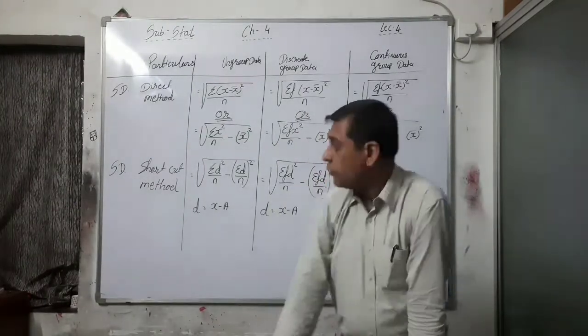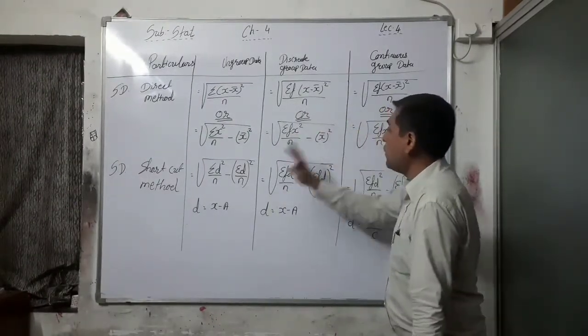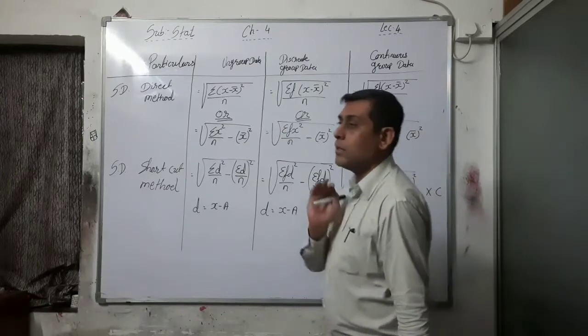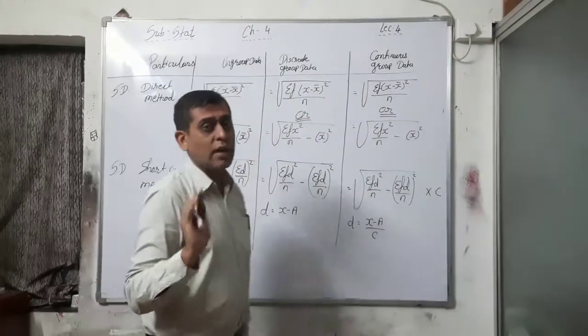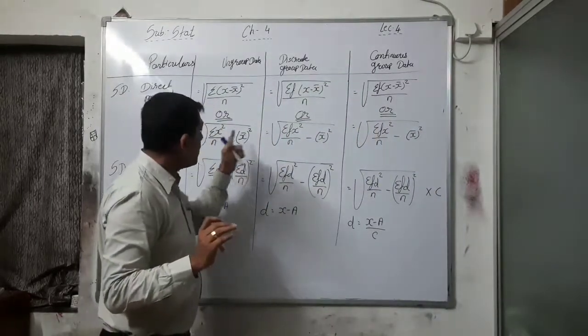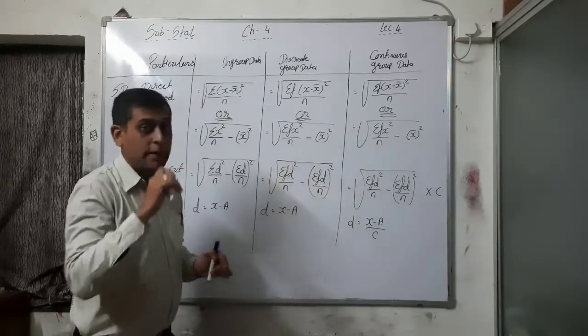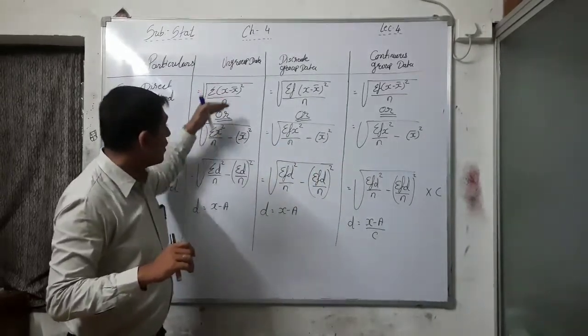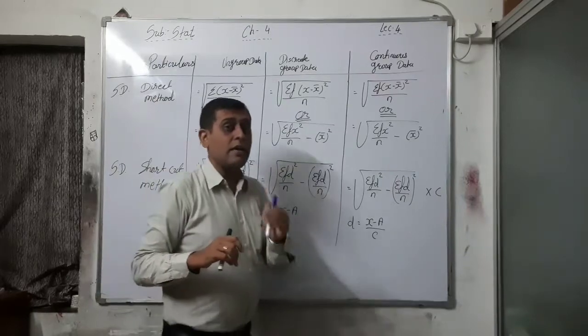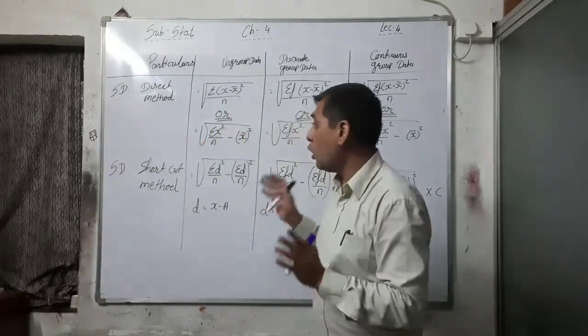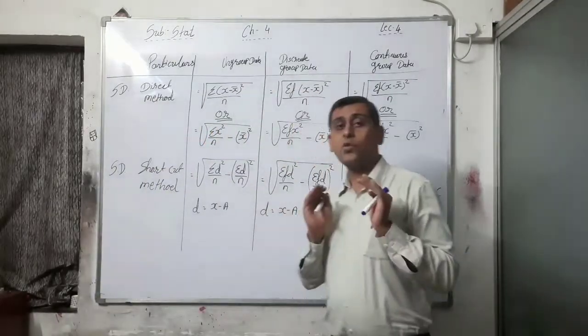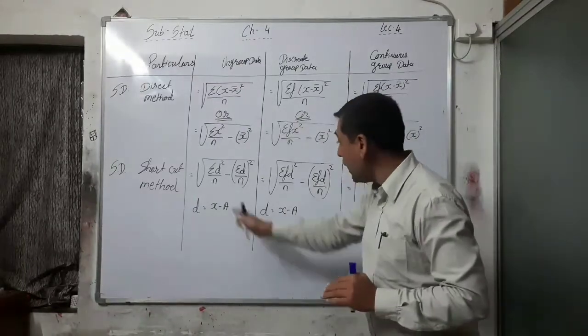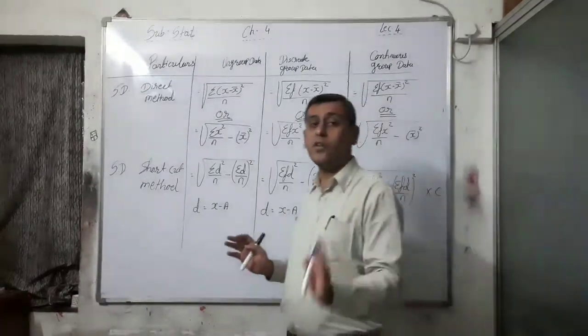1, 2, 3, 4, 5, 6. A total of 6 formulas for the standard deviation, and this formula is used whenever the x bar is in fraction. So not only 6, we have to remember 9 formulas for the standard deviation.